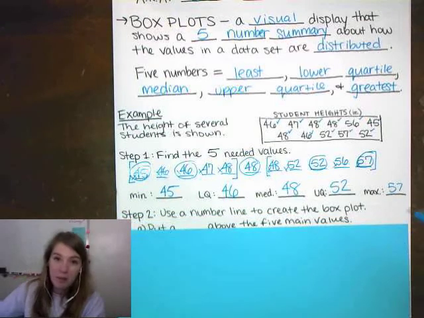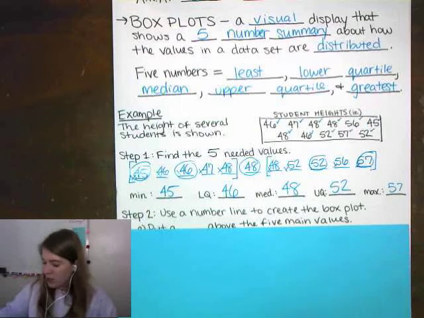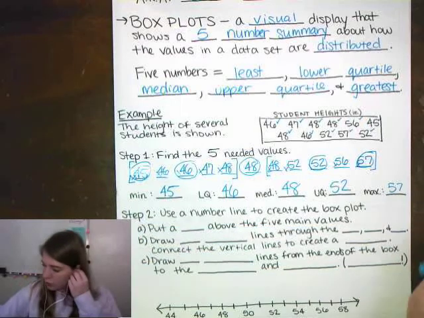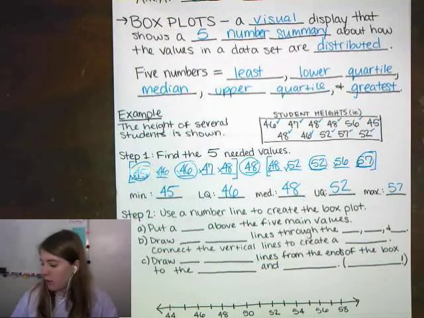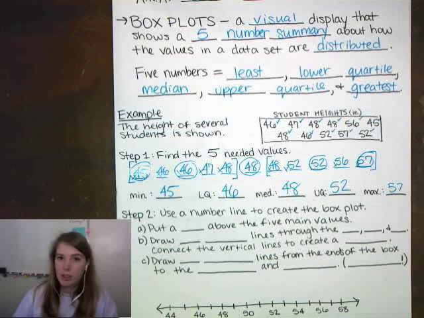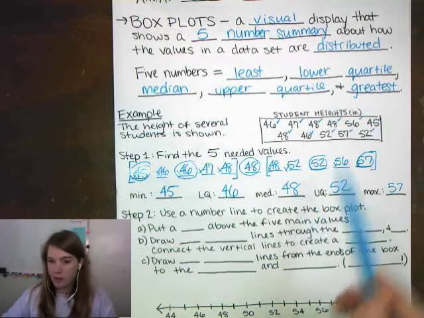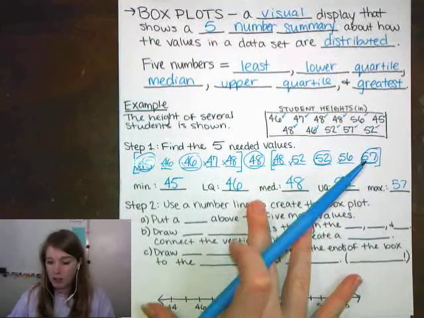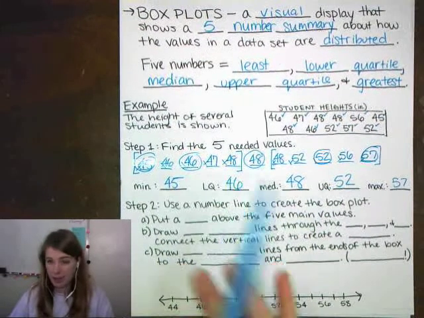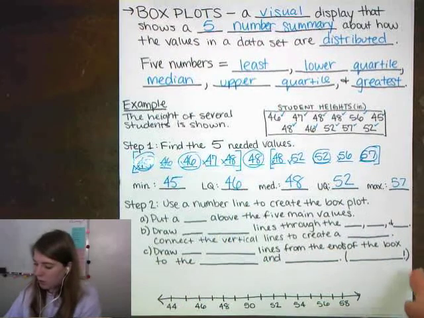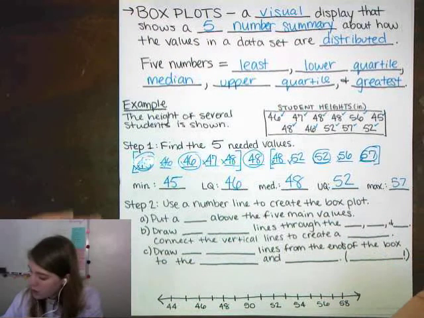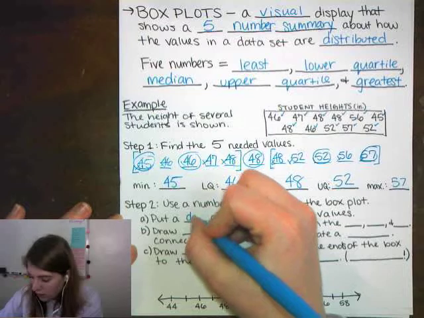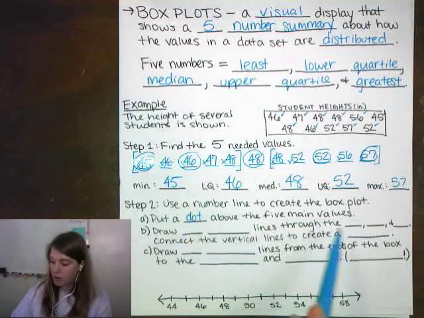We're going to use a number line to create the box plots. So let me just do that. Make sure you're paying attention to your scale, of course. And because we're only using the 5 values, even though some of our data is on the number line, doesn't mean we're going to plot it. When we do the box plot, the first thing we are going to do is put a dot above those 5 main values.